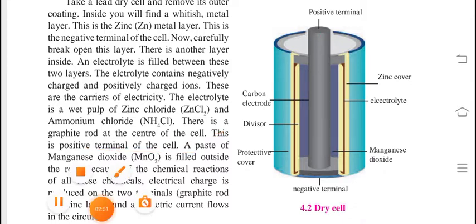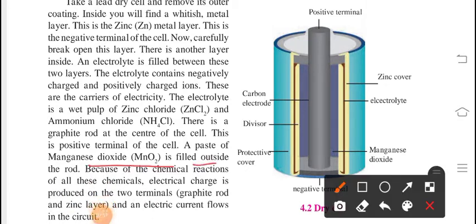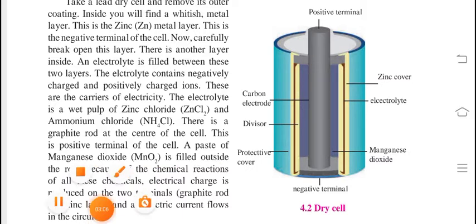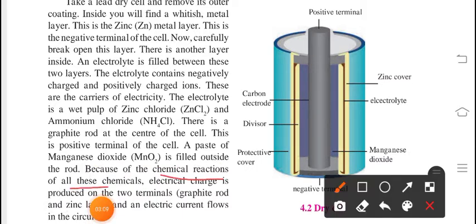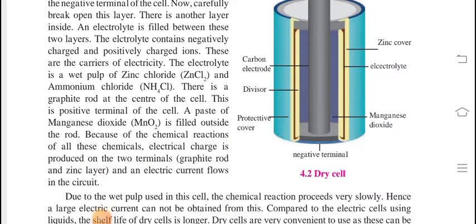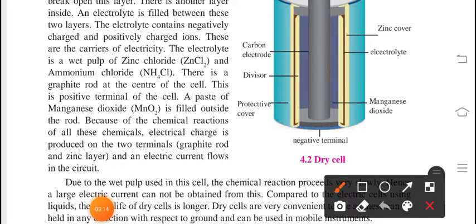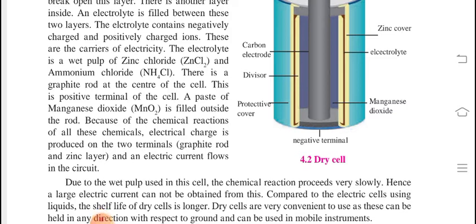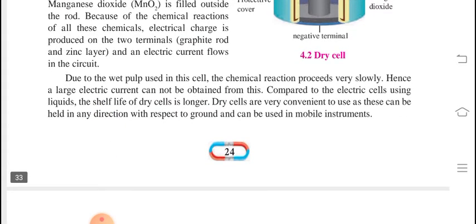A paste of manganese dioxide, MnO2, is filled outside the rod. Because of the chemical reaction of all these chemicals, electrical charge is produced on the two terminals, graphite rod and zinc layer, and electric current flows in the circuit. Because wet pulp is used in this cell, the chemical reaction proceeds very slowly.